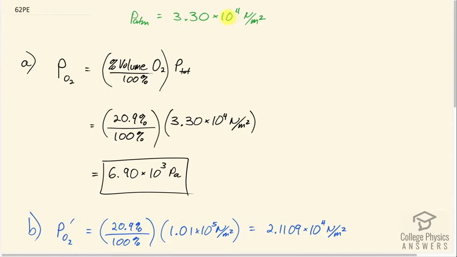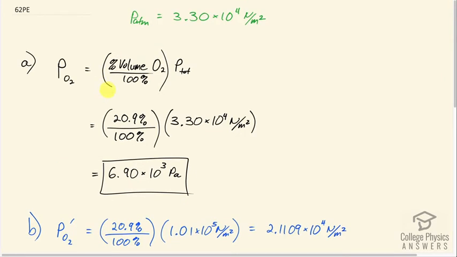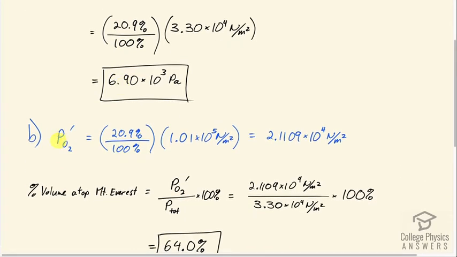Now in part B, it's asking what percent oxygen should there be on the top of Mount Everest such that you get the same partial pressure of oxygen as you would get at sea level. So first we'll figure out what that partial pressure of oxygen at sea level is, and I've got this prime here to label this as partial pressure at sea level. The oxygen will make up the same percentage of the total air, so that's 20.9%, but now it's being multiplied by atmospheric pressure at sea level, so 1.01 times 10 to the 5 newtons per square meter, for a partial pressure of 2.1109 times 10 to the 4 newtons per square meter.